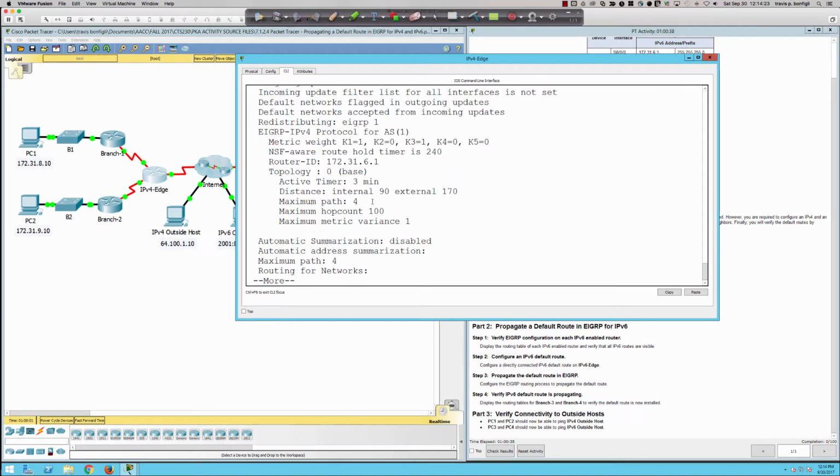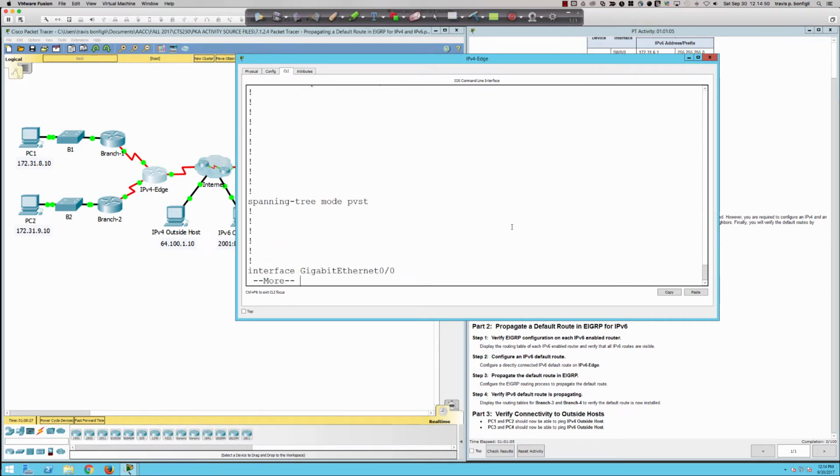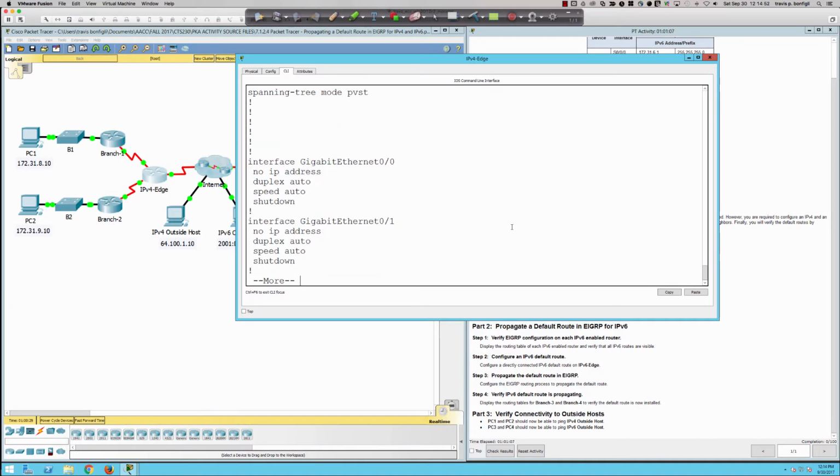Let's check and see, is automatic summarization on? Well, no, it's not. It's simply that the configuration, right, when we put in that network statement, we put it in so that it's going to cover a classful boundary. So in other words, we did not configure each of these networks individually as the /24s, I believe they are. And let's take a look at the interfaces here.